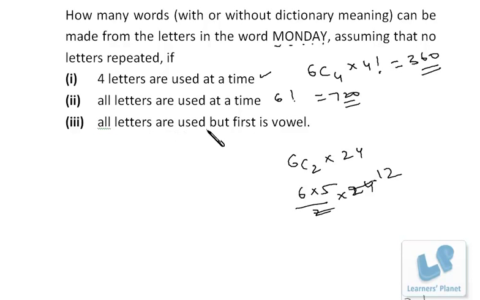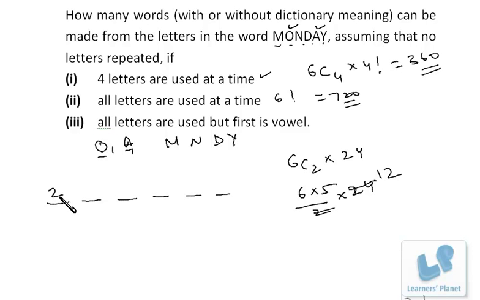Now all the letters are used, but the first letter is a vowel. Now we have 1, 2, 3, 4, 5, 6, right? Now how many vowels are there? It's O and A, right? 2 vowels are there, O and A. Remaining are M, N, D, and Y. Now according to the condition, the first letter should be a vowel. Now we have the first place and we have 2 choices, that either O or A can come, right? So for the first place, we have 2 choices, right?